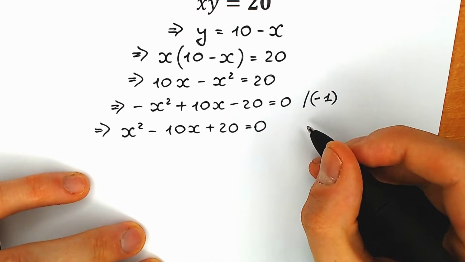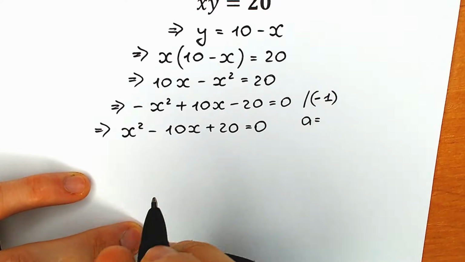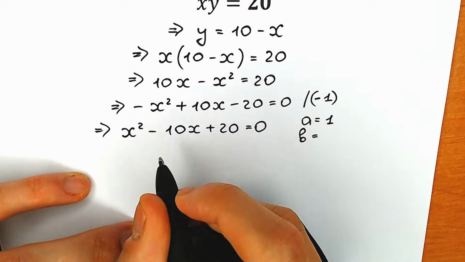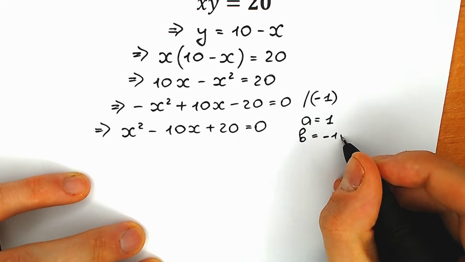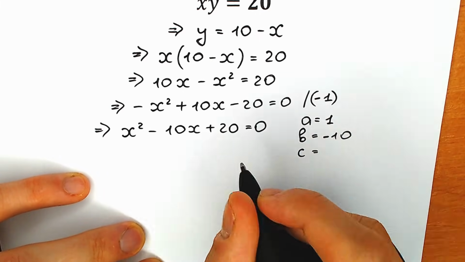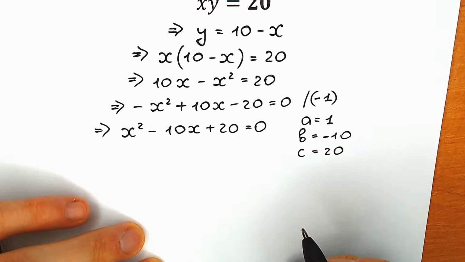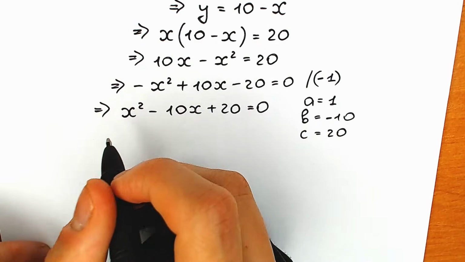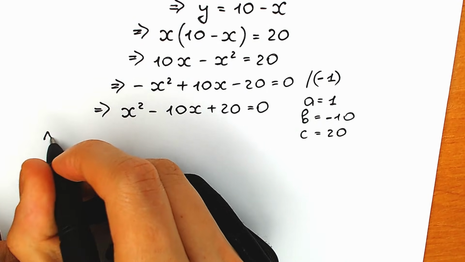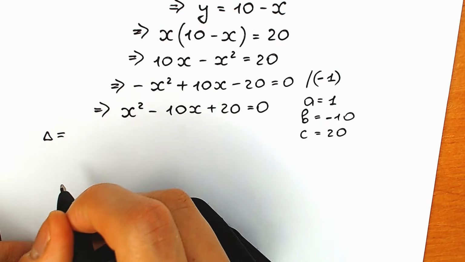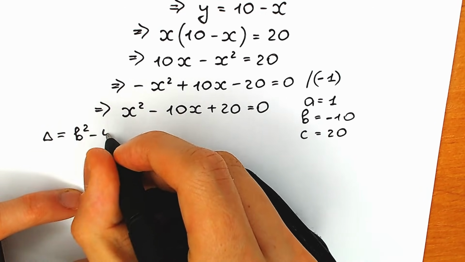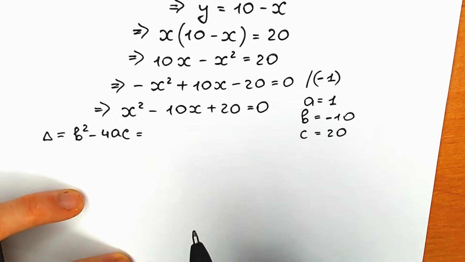For example, first of all, let's write our first coefficient a equal to 1, second coefficient b equal to minus 10, and third coefficient c equal to 20. So we have our three coefficients, and let's plug them into our formula. But first of all, every time I have a quadratic equation, I solve it for the discriminant really quickly. b squared minus 4ac. As a result, what do we have?